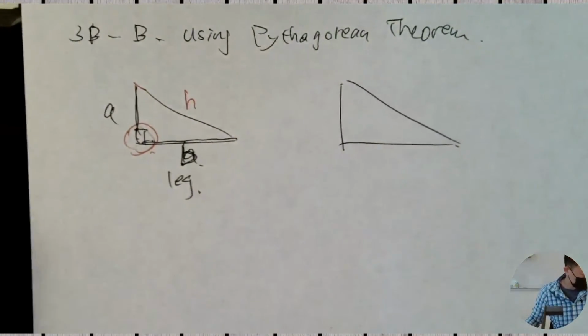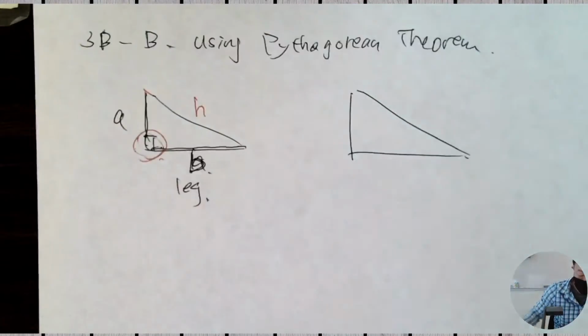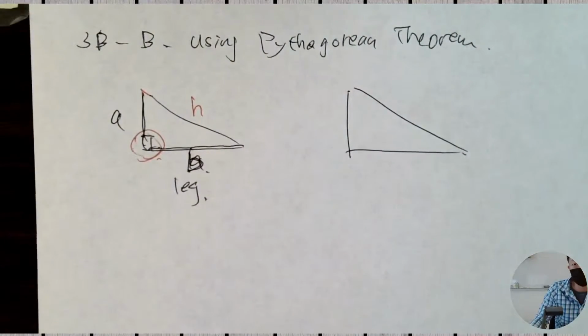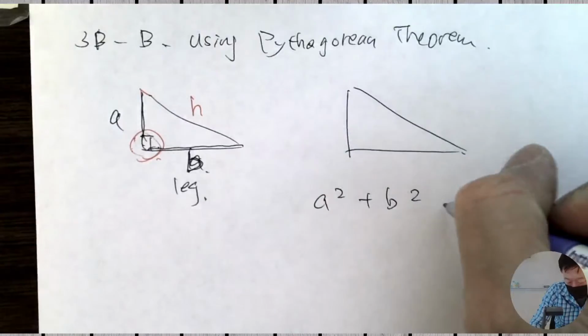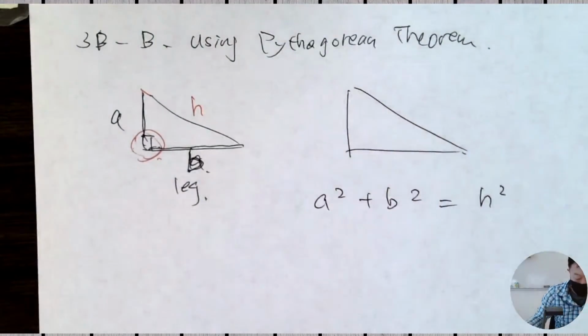All right. So once you identify that, we know that there is a special formula that applies to right angle triangles. That is a squared plus b squared equals h squared, h for hypotenuse.